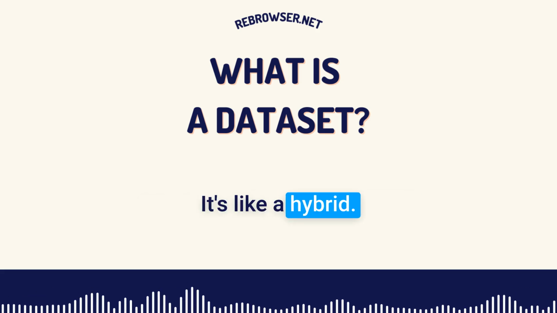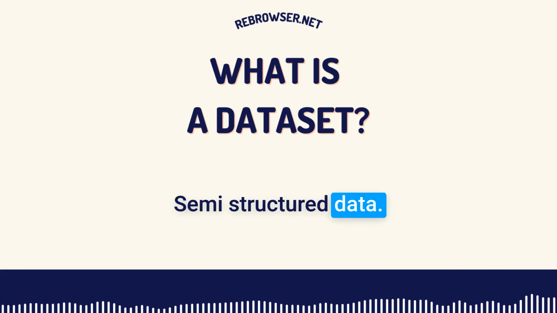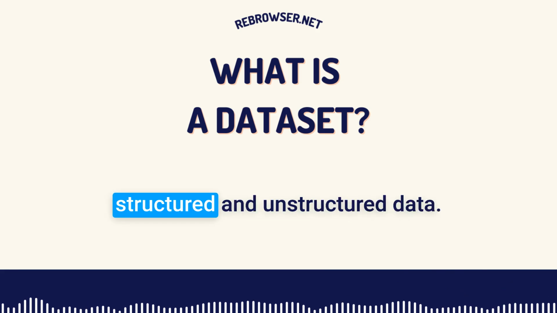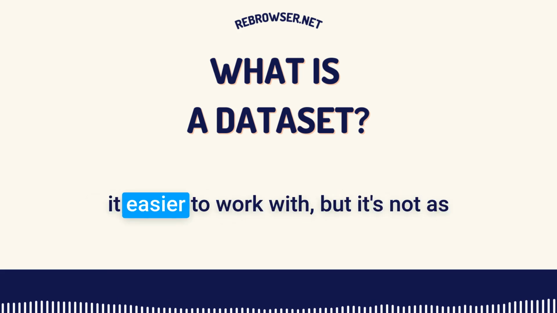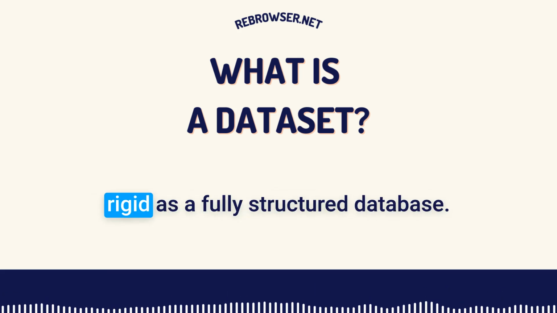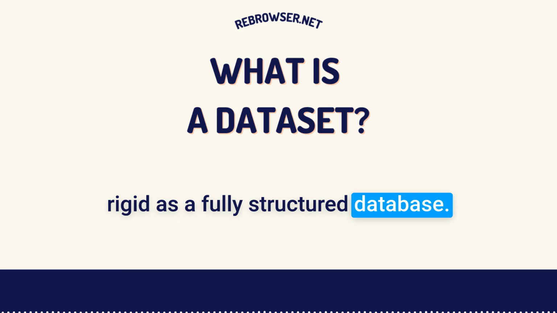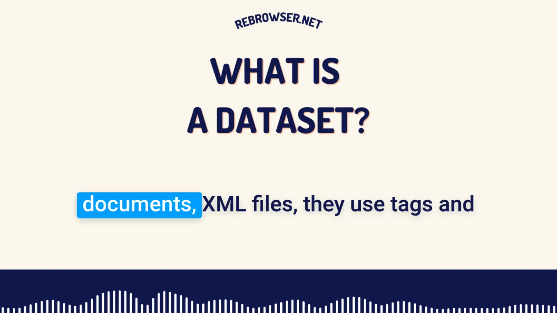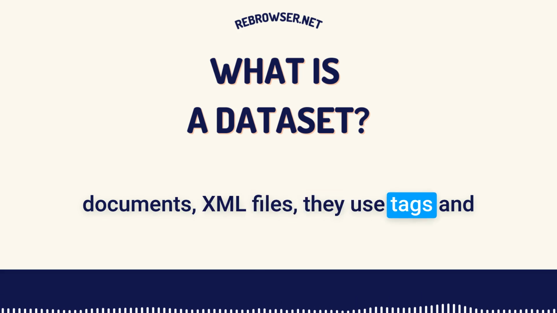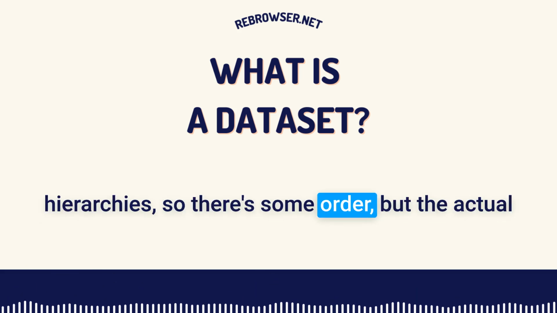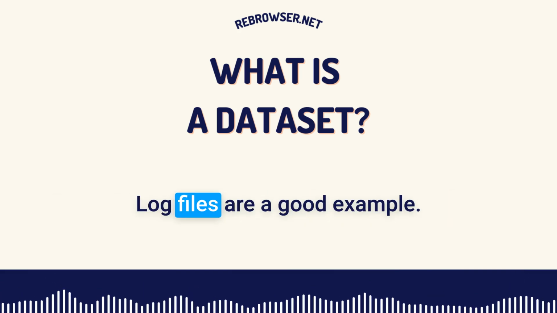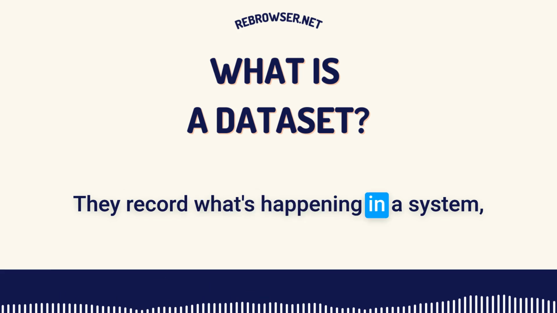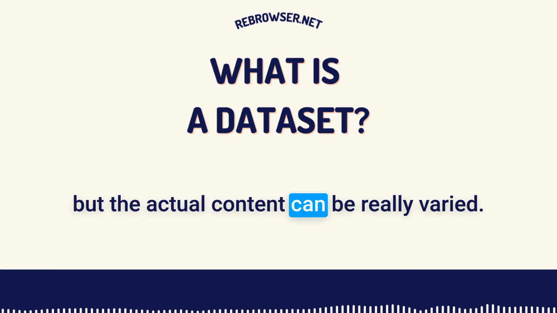Right. It's like a hybrid. Semi-structured data takes elements of both structured and unstructured data. It has some organization, which makes it easier to work with, but it's not as rigid as a fully structured database. The article talks about things like JSON documents, XML files. They use tags and hierarchies, so there's some order, but the actual data within those tags can be all over the place. Log files are a good example. They record what's happening in a system, but the actual content can be really varied.